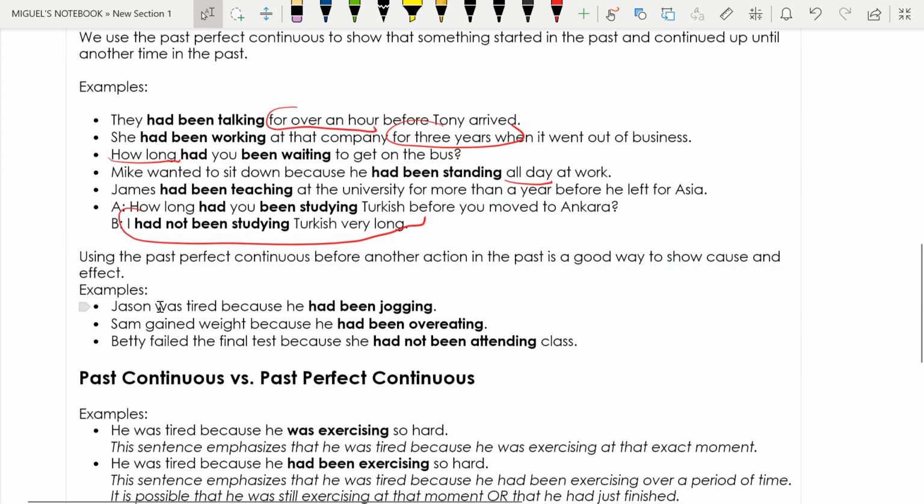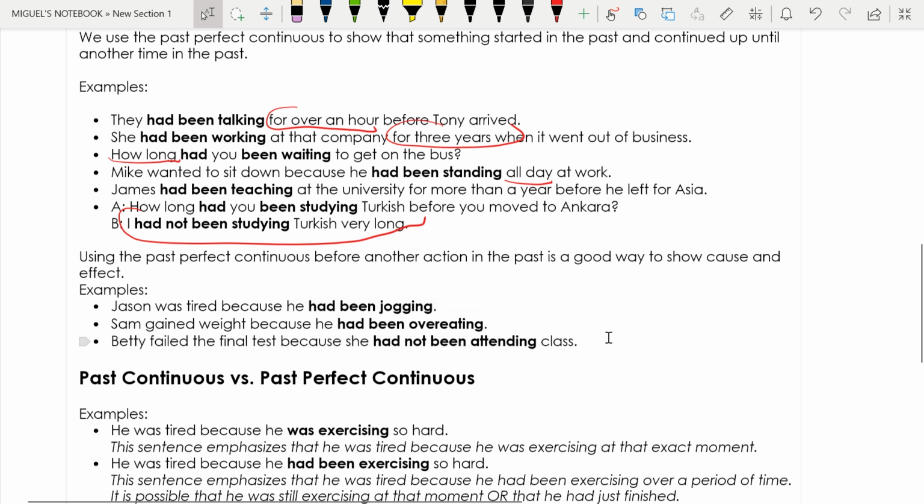Jason was tired because he had been jogging. Sam gained weight because he had been overeating. Betty failed the final exam or the final test because she had not been attending class.